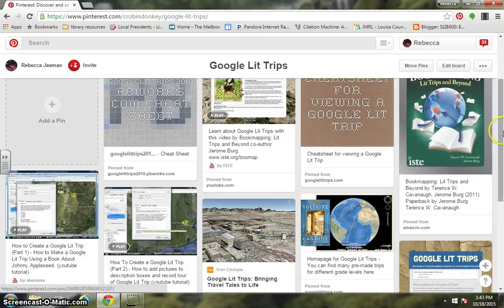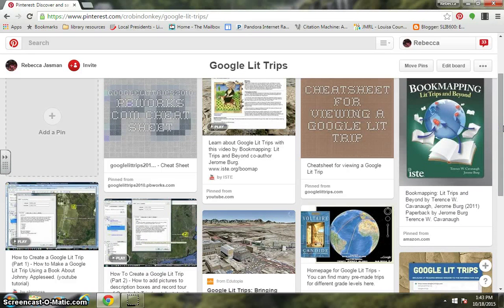This right here, this book, Book Mapping, Lit Trips and Beyond, is written for Google Lit Trips. It connects them to the AASL Standards for the 21st Century Learner, as well as giving a lot of how-tos. It's a book that I have and read and I'm going to share with the participants in the group, and wanting to give them a link to the Amazon store where they can get the book if they were interested in. And as you noticed, it's published by ISTE, which is the Technology Educator Association.